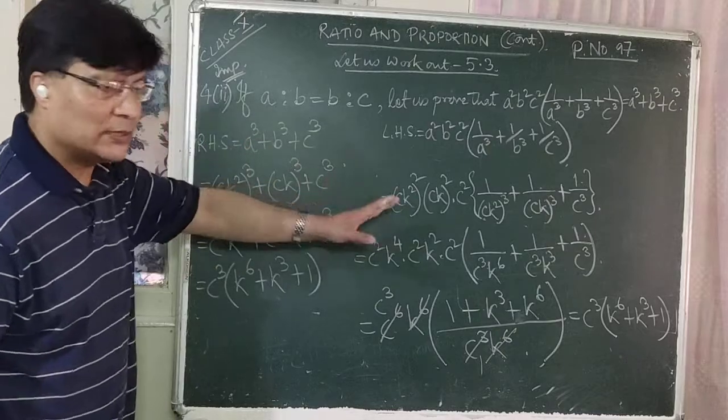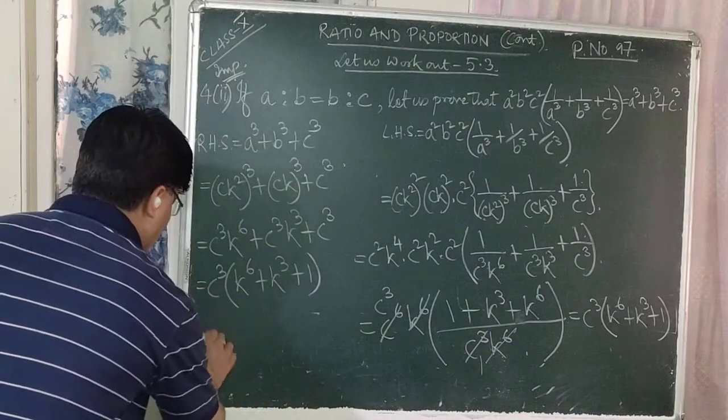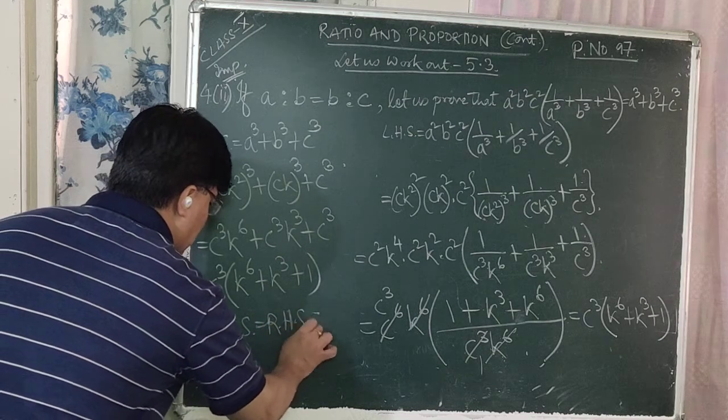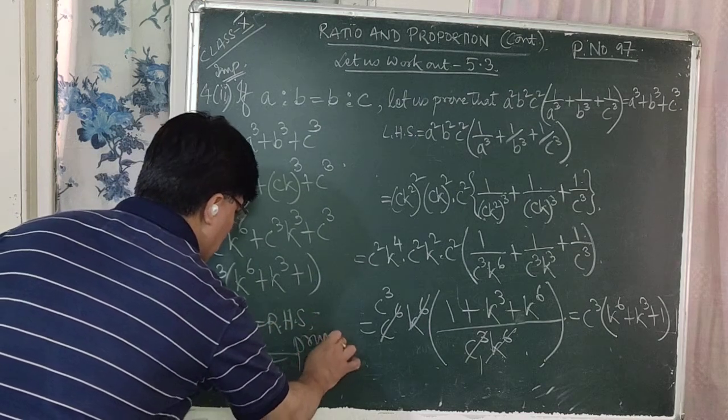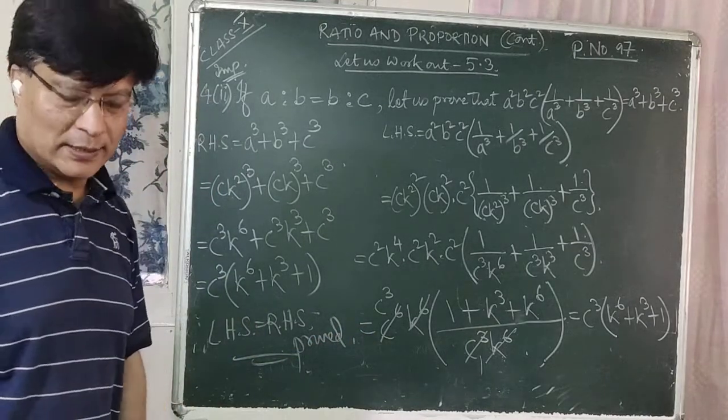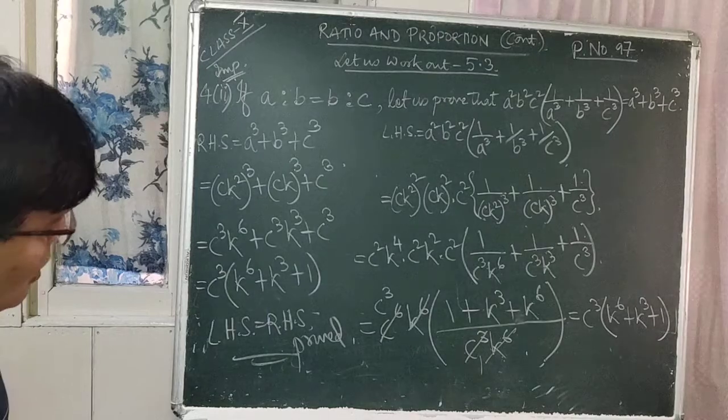That means LHS is equal to RHS. So therefore LHS is equal to RHS. So it is proved. So I think you have understood it. So you can copy it. Now we'll do the next question.